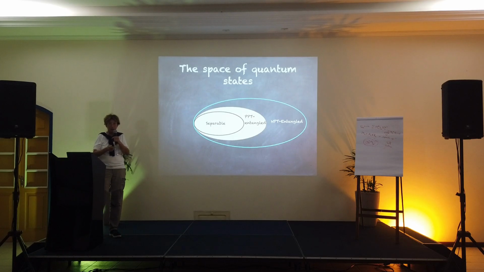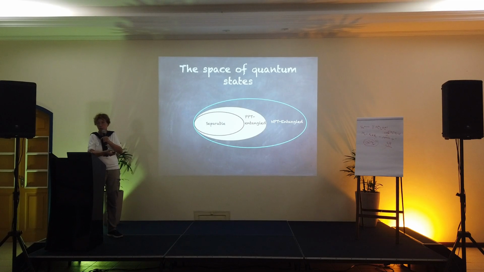Now, if I give you a state which is here, it's trivial to see if it's NPT or not. You do partial transposition and that's it. But if I give you a state which is here, how are you going to see if it's separable or PPT entangled? Well, this is an NP-hard problem, okay? We know some things, but a priori an NP-hard problem means it's non-polynomially hard. So for that we need other criteria.